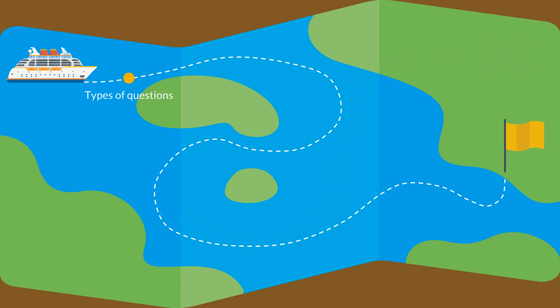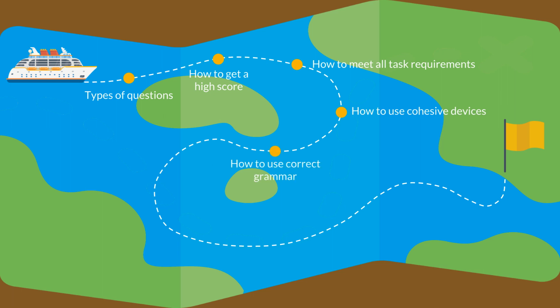We'll look at the different types of questions that you will see in the Writing Task 1 essay. We'll then look at how you can get a high score, the things that you need to be doing. We'll then see how you can meet all the task requirements, how to use cohesive devices effectively so that your writing sounds natural and fluent. We'll then see how to use grammar correctly.